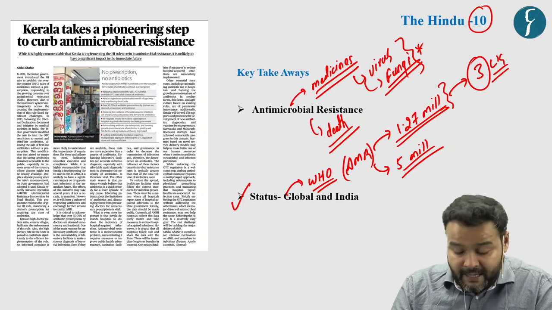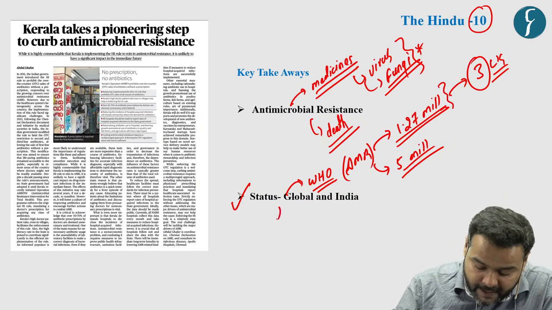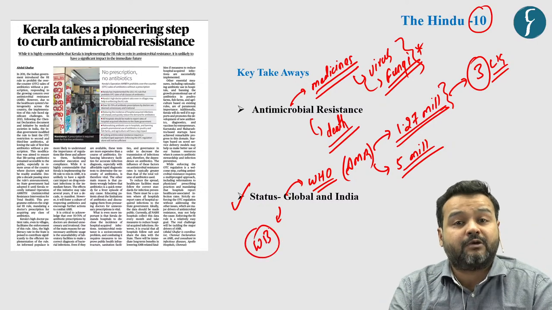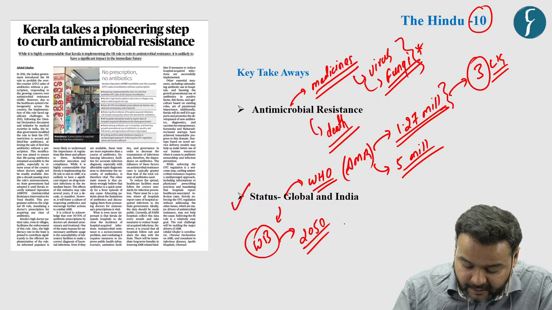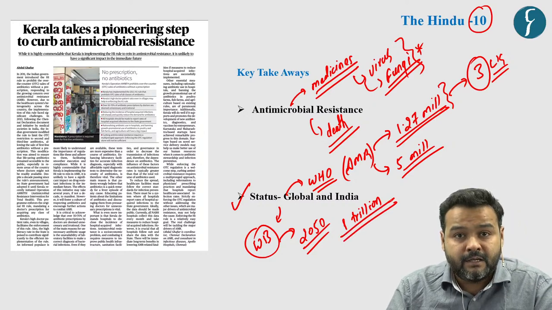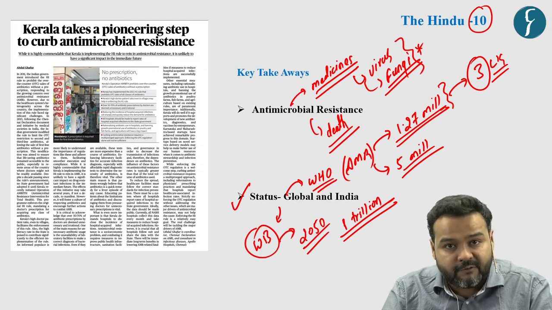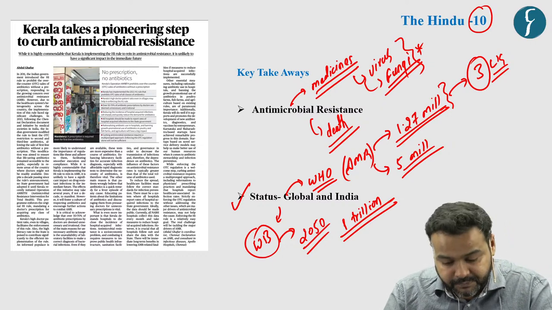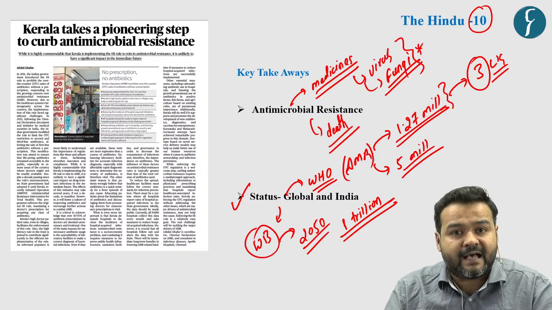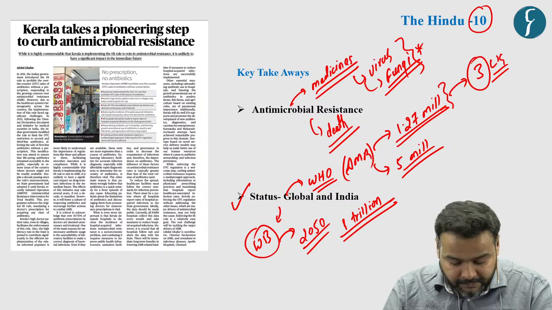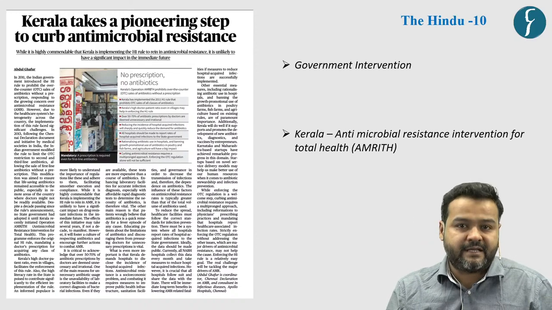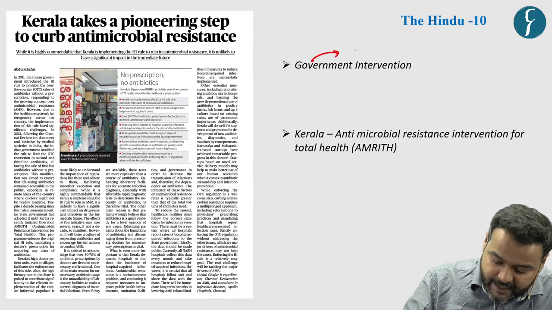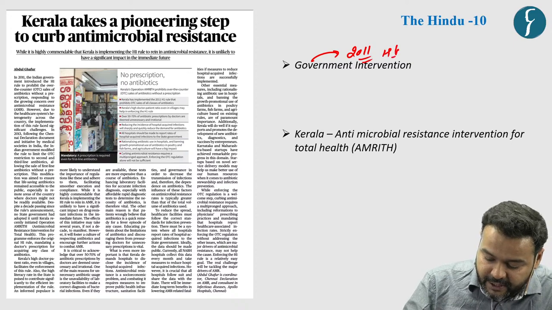Further, it is not just about health. According to the World Bank, it has an economic cost associated with it, and the World Bank estimates that by 2050, AMR will put around a $1 trillion burden on the global economy. So, on the health front as well as on the economic front, it is affecting, and that is why the author terms it a socio-economic problem. Now, having seen what it is and what the status is, what has the government of India done? Now, the government of India in 2011 came up with the H1 regulations.